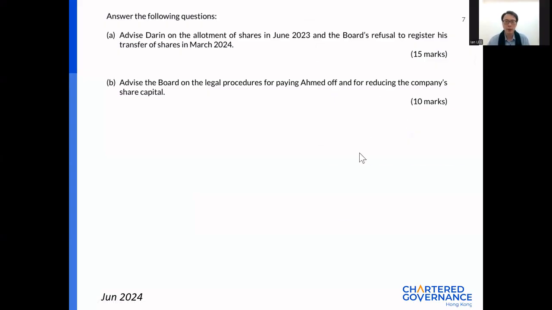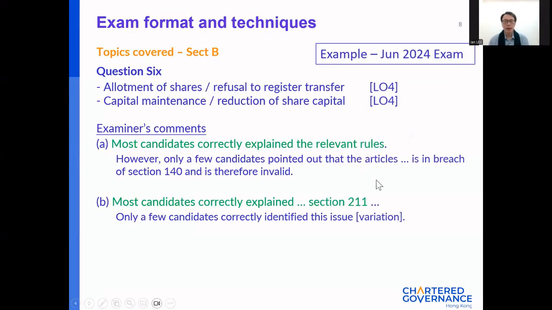So let's now look at this more closely. The topics being examined, you can see allotment of shares, refusal to register transfer, capital maintenance, and reduction of share capital. They're all from Learning Outcome 4. So by practicing this question, it will help you revise these topics in Learning Outcome 4.